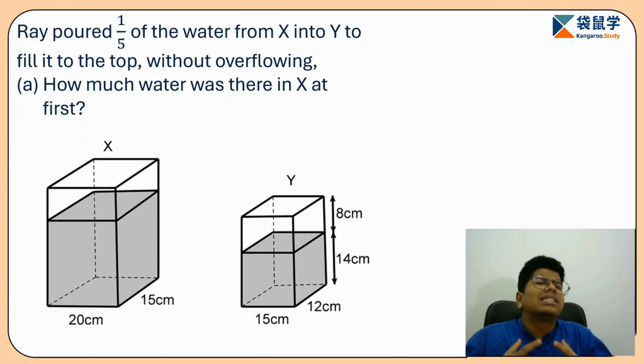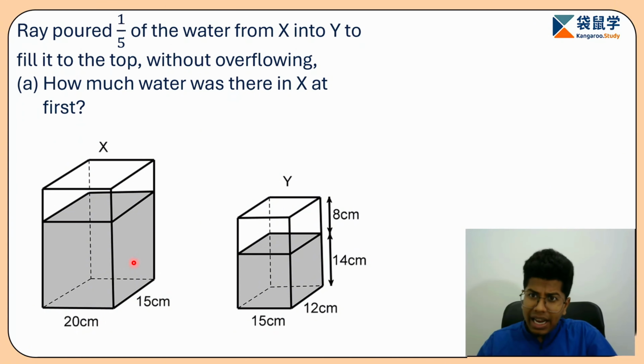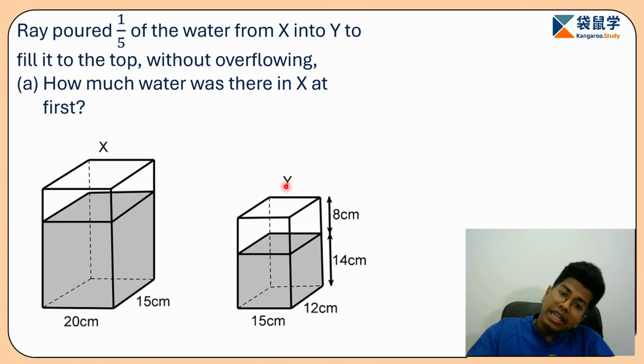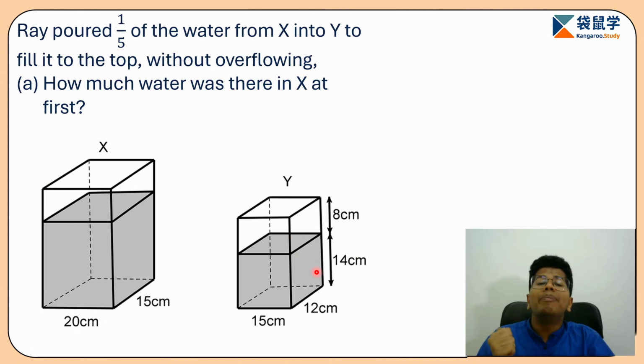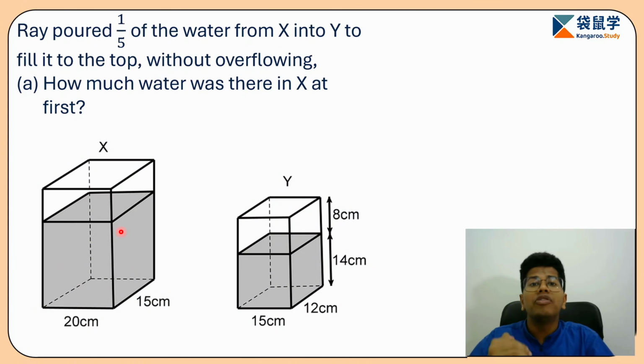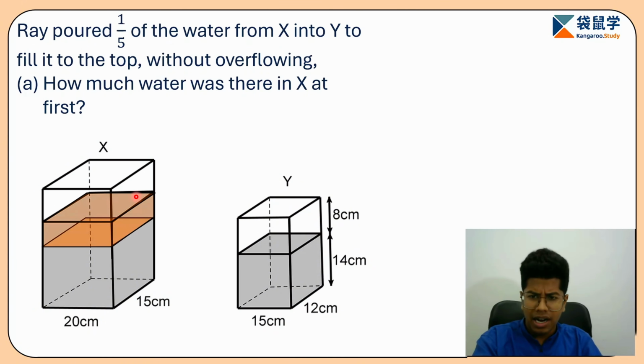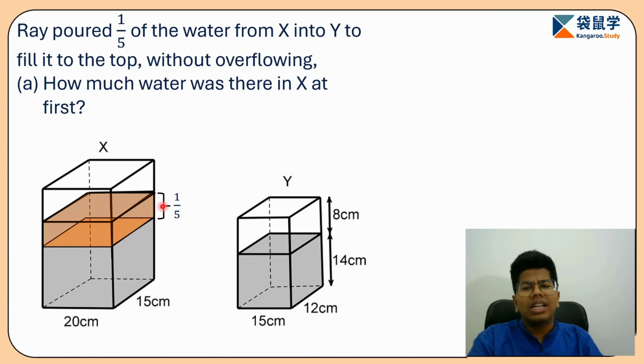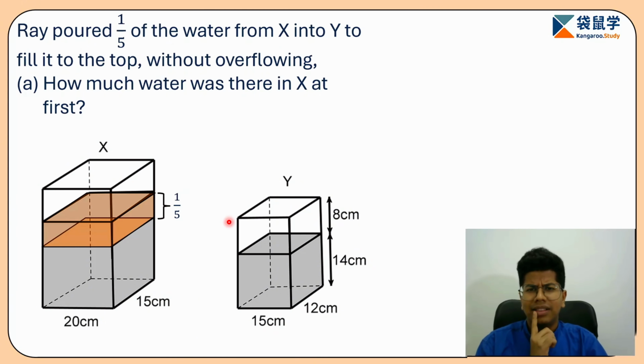Now let's try to analyze the question. Question says, Ray, from this water, he only put 1/5 into tank Y. After putting it into tank Y, now tank Y is completely full. But I need to find out how much water was there at X at first. This means before pouring. This means here from X 1/5 water is taken and put here. But the challenge is, how do we calculate how much water we have? What is the quantity?